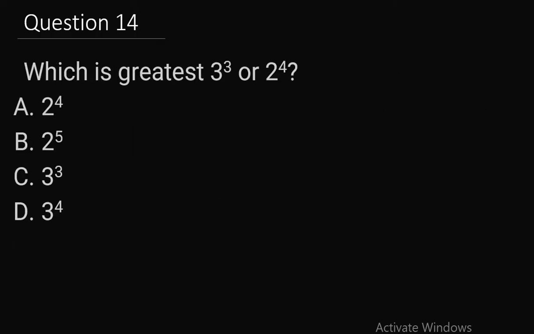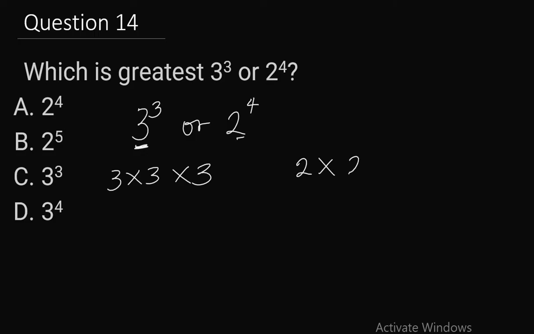Alright, question number 14 says, which is greater, 3 raised to the power 3 or 2 raised to the power 4? Now, I want you to know that whenever you have a power like this, or what you call the exponent, the power tells you how many times you need to multiply the base number by itself. Like this 3, since we have cube, like 3 on top, it means 3 times 3 times 3 in 3 places. Since the 2 has 4 on top, it means 2 times 2 times 2 times 2 in 4 places.